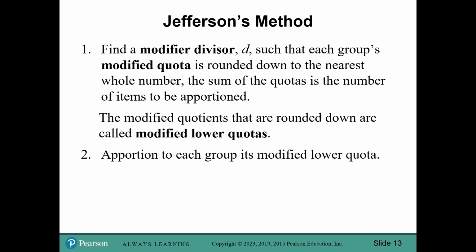Let's look at Jefferson's method next. We want to find what we call a modified divisor, D, such that a group's modified quota is rounded down to the nearest whole number. The sum of the quotas is the number of items to be apportioned. The modified quotients that are rounded down are called the modified lower quotas. Apportionment to each group is modified lower quota.